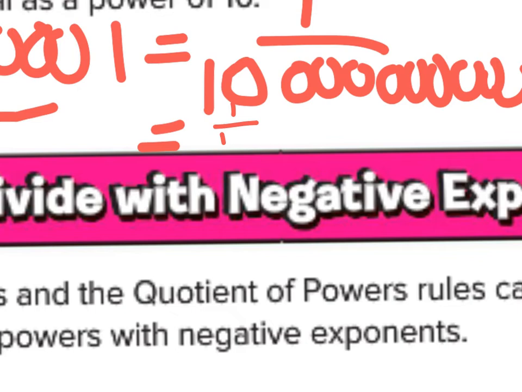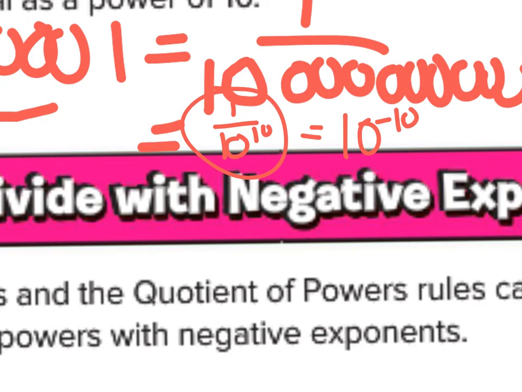1 over 10 to the power of 10, right? And then we know how to write that as a negative exponent. It's just 10 to the power of negative 10. And there you have it.